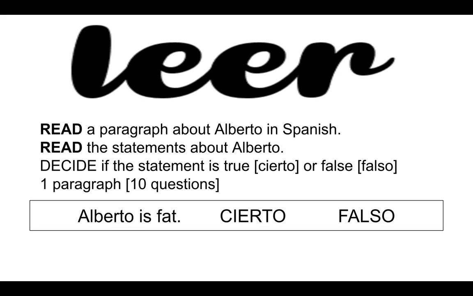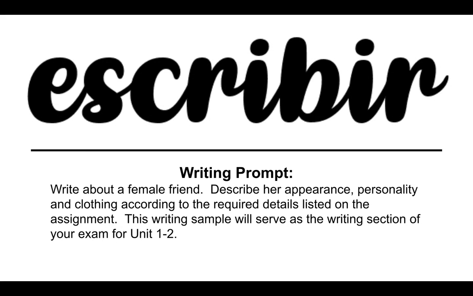Alberto is fat. If it said something about him being gordo in what you read, you would choose cierto. If not, or if it used the word thin, you would say falso. And you're simply going to underline or circle, highlight, draw a square around, however you'd like to indicate the answer.